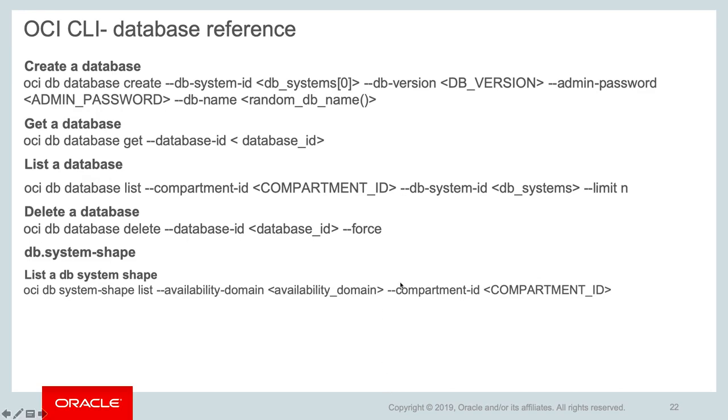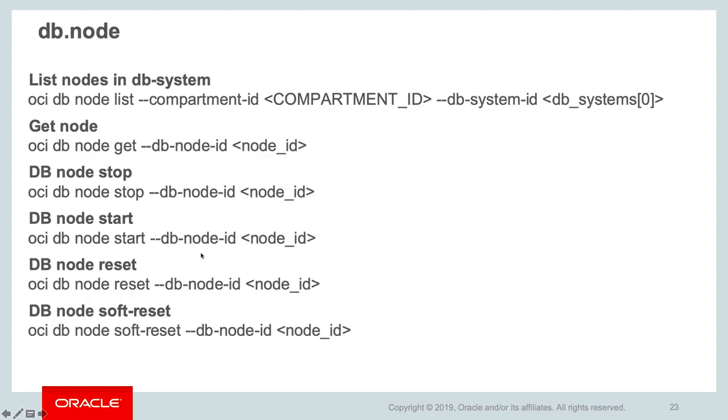Then when it comes to the database, you can create a database, get database details, list databases within a compartment, and delete them. You can also look at the system shapes using the OCI command line. You can perform pretty much all of the operations like DB node stop, start, reset, or soft reset, and list all the nodes in a database system.